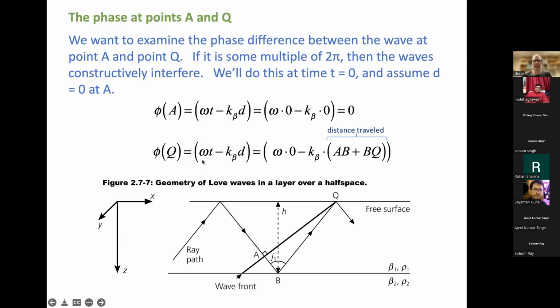The phase at Q is omega t minus k sub beta times d. Again, we're doing this at time equals 0, so the omega times 0 component is 0. And the distance component is going to be k sub beta times the distance traveled. So this is d, and this is AB plus BQ.